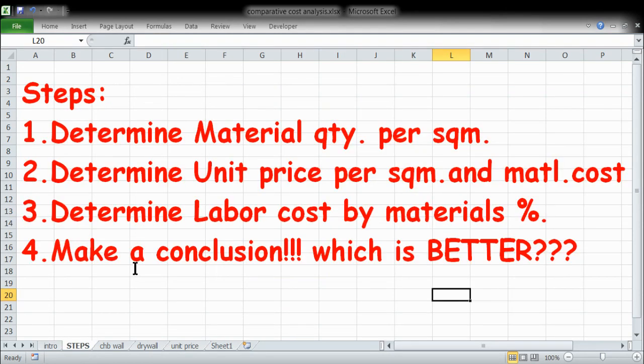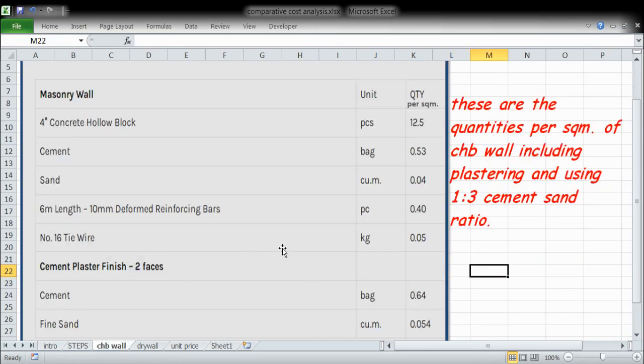Let us go now to the procedures, the steps. First, we will determine the material quantity per square meter. Second, we will determine the unit price per square meter, and then compute the material cost. Third, after computing the material cost, we will determine the labor cost by simply getting the 0.45. And lastly, we will make a conclusion. So, which is better? Let us go now to CHB wall.